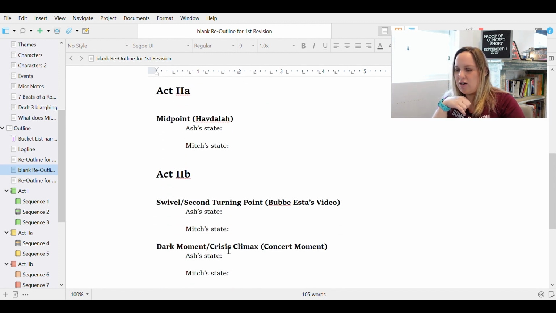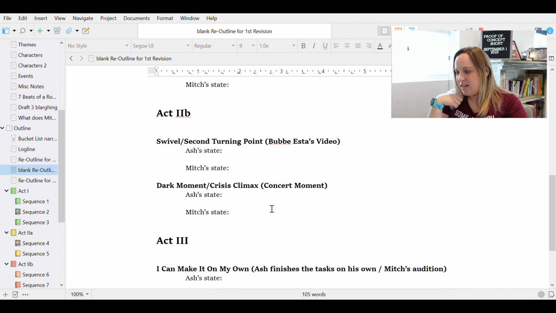The second turning point, or the swivel, is this video that shows that the thing that Ash was trying to accomplish, some people close to him had mischaracterized it and kind of tricked him into completing this task under false pretenses. And he blames Mitch for it. The dark moment crisis climax at this point, again, spoiler, was Mitch was putting on a concert and Ash blew it up. And then I Can Make It on My Own.